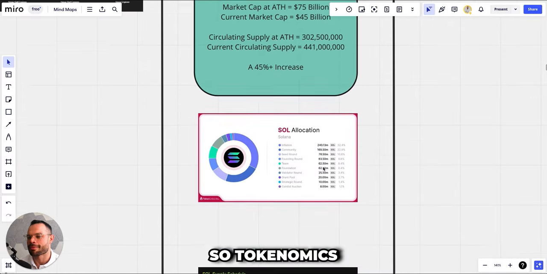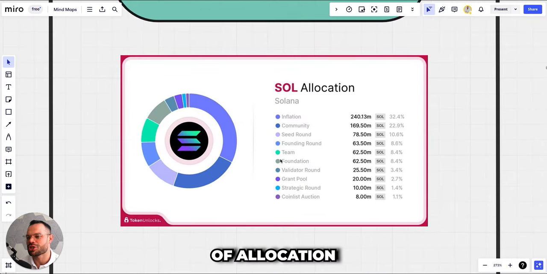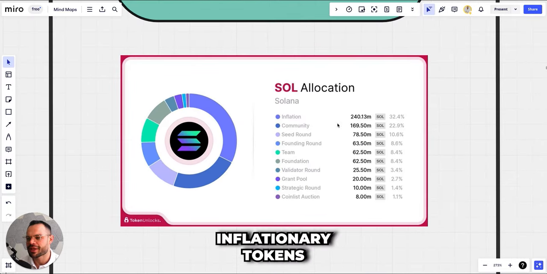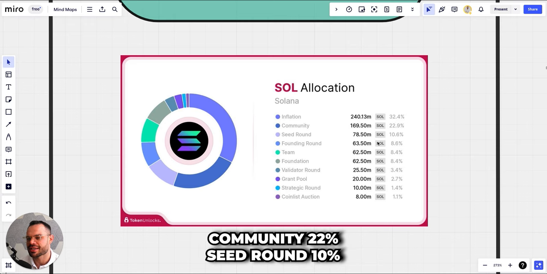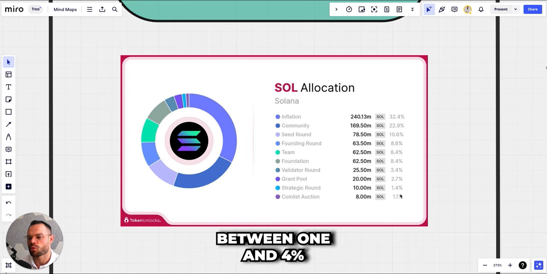So, tokenomic breakdown in terms of allocation. Inflationary tokens are making up about 32%, community 22%, seed round 10%, founding round 8%, team 8.4%, foundation 8.4%, and validators, grants, strategic rounds, and coinless auction are all making up between 1% and 4%.